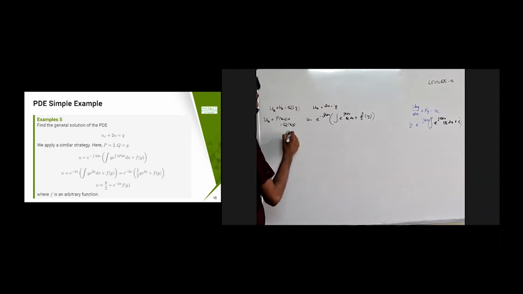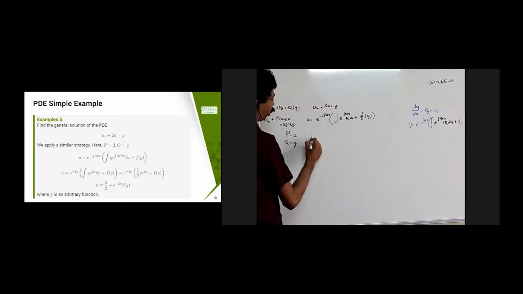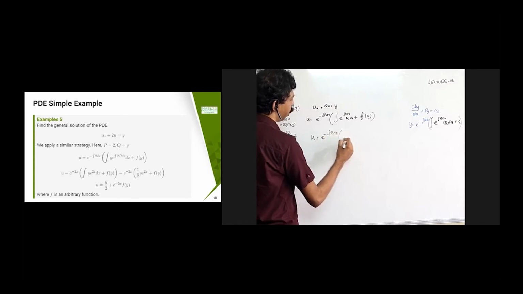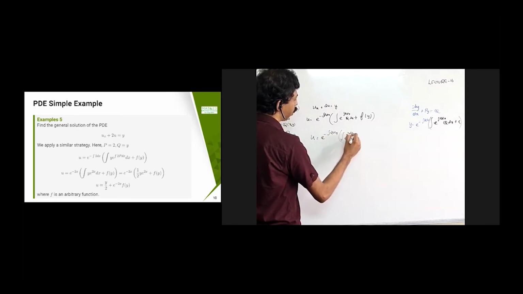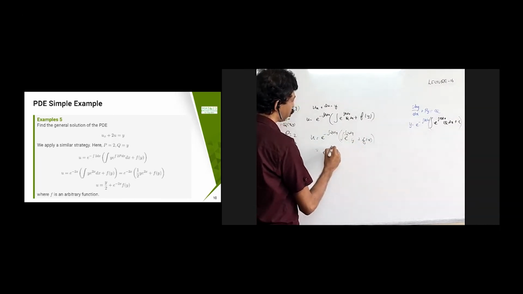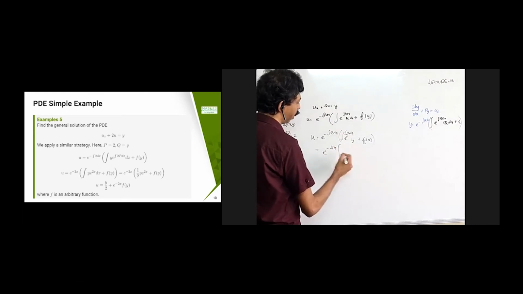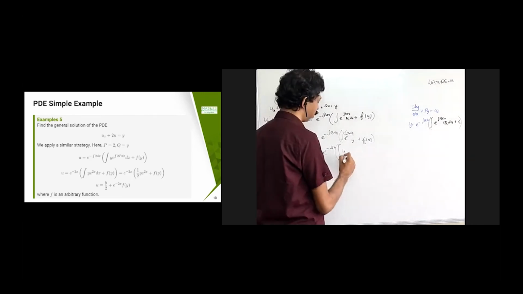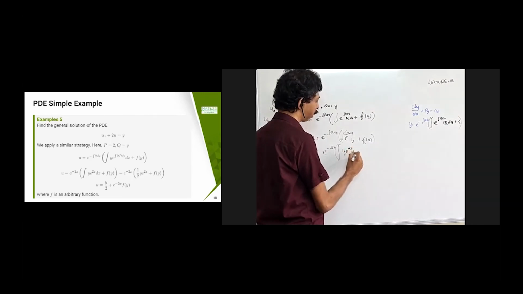Here p is nothing but 2, and q is nothing but y. Therefore, you are going to have u equal to e power minus 2 dx, e power 2 dx integral, and q is y plus f of y is going to come. Therefore, you are going to get e power minus 2x and then integral y into e power 2x into dx plus f of y is going to come.